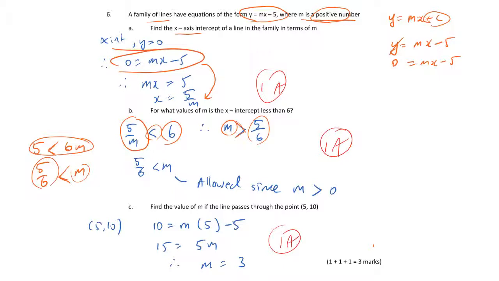Okay, so let's look at part C. It says find the value of m if the line passes through the point 5, 10. So remember that what we know is that it's a line of the form y is equal to mx minus 5. Our task is to substitute in 10. Instead of y, we put 10. m times, instead of x, we put 5, minus 5. Now it's a matter of transposing. Add the 5 to both sides, gives us 15 equals 5m. Now we just divide both sides by 5, and we get m is equal to 3.